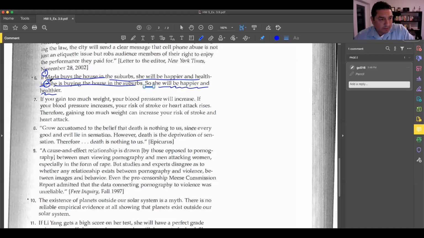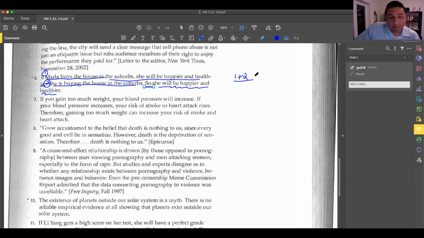Now, if you have a decent memory, you're going to recall our argument patterns in the previous section. And this is actually an example of a modus ponens, right? An affirmation of the antecedent. So now what you would do is these are going to be dependent premises. How do you know that? Well, because if you were to try to remove one and then get the conclusion, it won't work, right? If Marla buys a house in the suburbs, she will be happier and healthier. Conclusion, she will be happier and healthier, right? No, the conclusion doesn't follow from that premise alone.